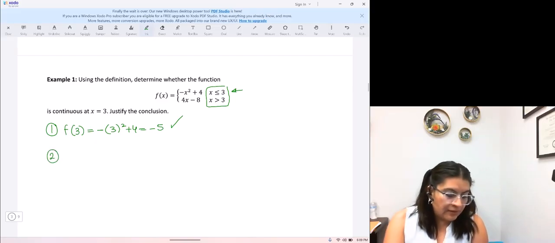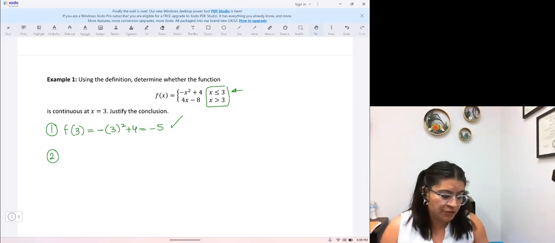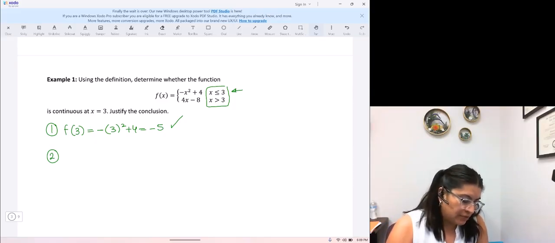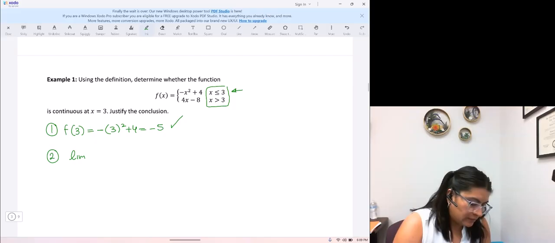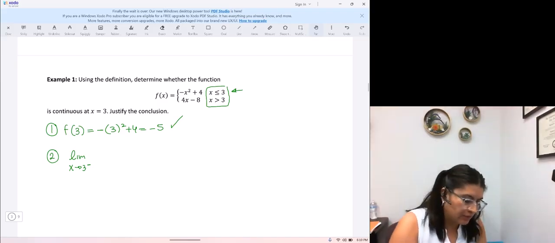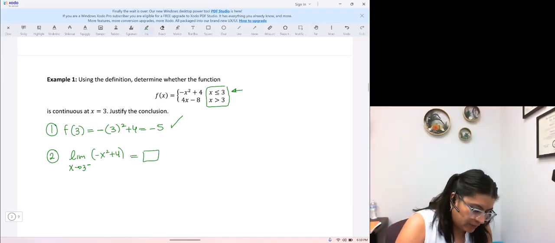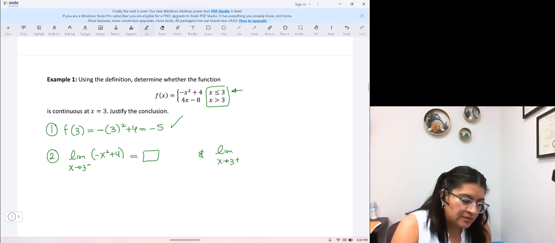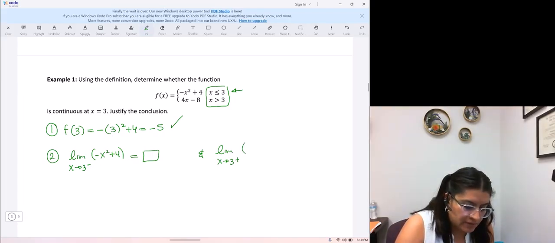The next condition is the limit as x approaches 3. But this is a piecewise function. So in this case, we need to find the limit of the function as x approaches 3 from the left. And so look at the domains. The one that is approaching 3 from the left is the first formula. This one is coming from the left side, so you have to use the first formula. And then later, we have to look for the limit of the function as x approaches 3 from the right side. From the right side is the second formula, so you have to use the second formula.